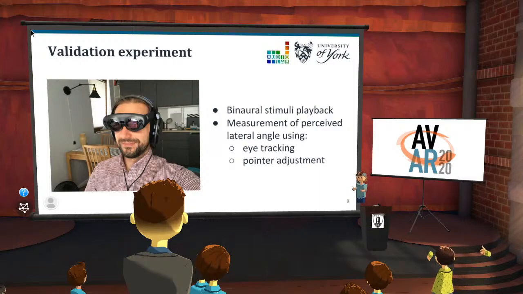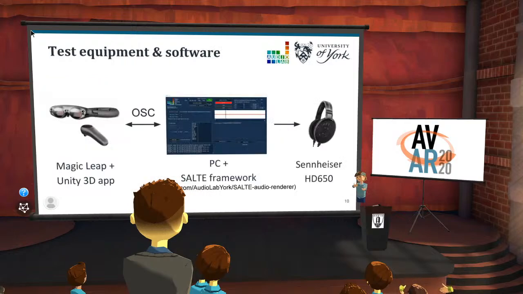So we have designed an experiment using an augmented reality headset, which will provide that distance reference. We did a playback of binaural stimuli, and we decided to measure the perceived lateral angle using two methods. First is the eye tracking method, and the other one, as a reference, is the pointer adjustment method, where we have to adjust the visual pointer using the hand controller of the Magic Leap headset to match the position of the perceived sound source.